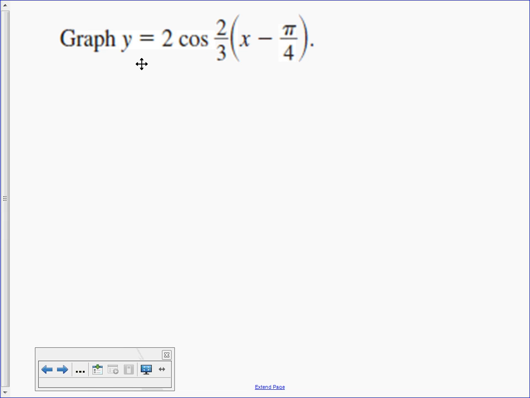What do you think your first step is going to be? Label everything out. Label everything out. Good.